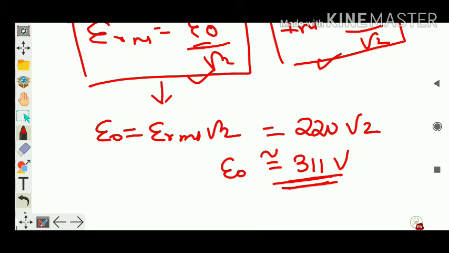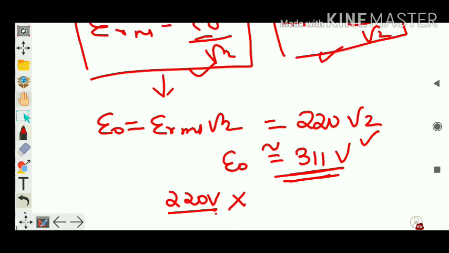So even if we say that the voltage which you are receiving is 220 volt, it is not the maximum value, it is the root mean square value, or RMS voltage. Actually the peak voltage which you can receive is 311 volt, right?